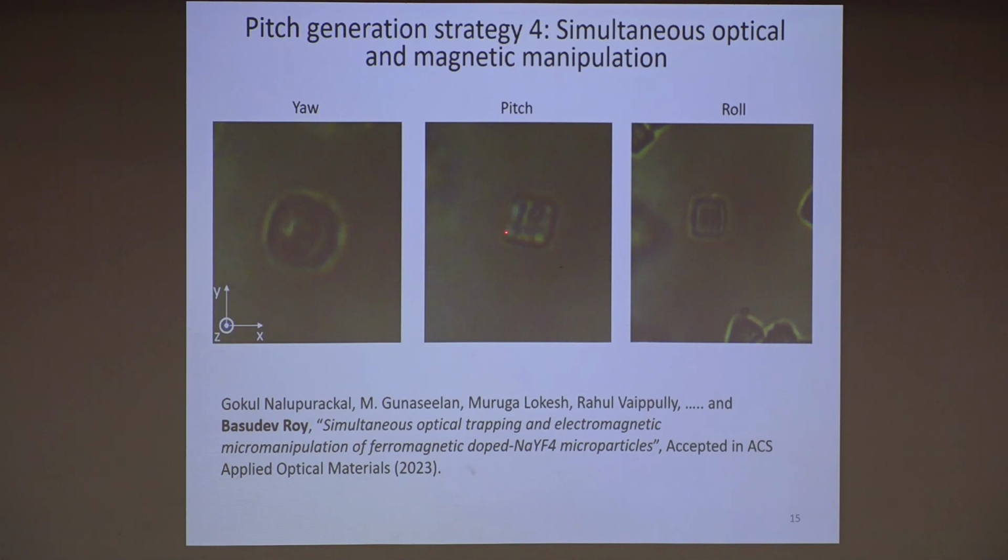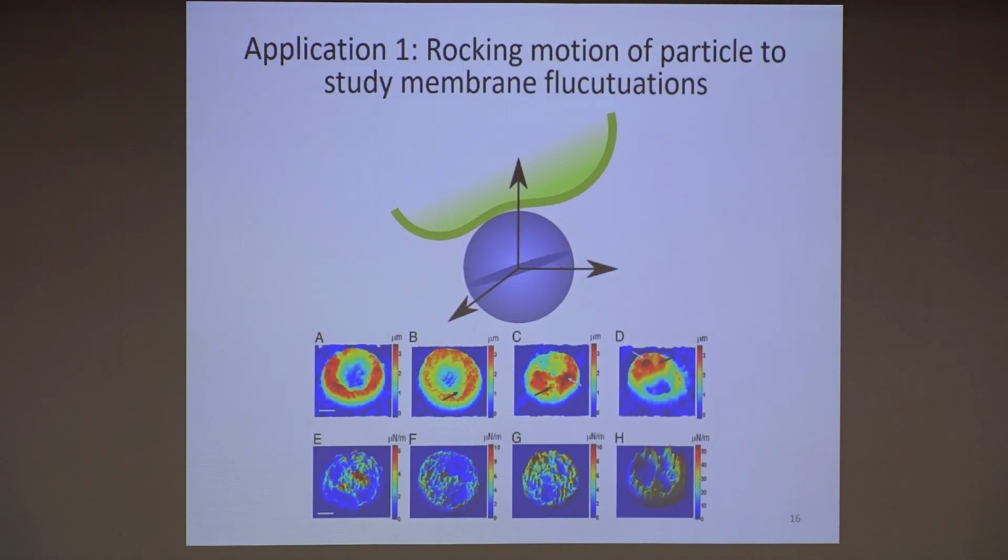You can see this is going like this. Here the fringes are going by. That way you can tell it is rotating also. Because it's a hexagonal shape, there will be some fringes going by. So we published it in ACS Applied Optical Materials a few months back. And then I'll go into the applications.